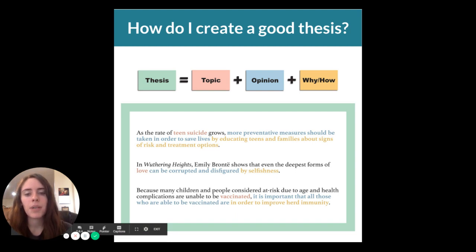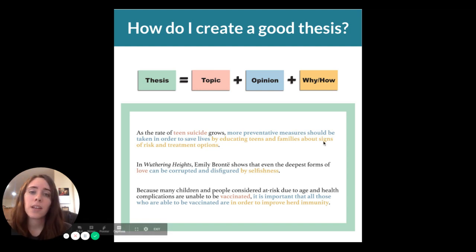Because many children and people considered at risk due to age and health complications are unable to be vaccinated, it is important that all those who are able to be vaccinated are, in order to improve herd immunity. So once again, you're seeing all three of those elements, and you're talking about something that's a little bit controversial. Some people may not agree with vaccines at all, or they may think that herd immunity is a myth and that it doesn't really protect those who are at risk. There are lots of ways for you to rebut opposition to this argument, so that's good.